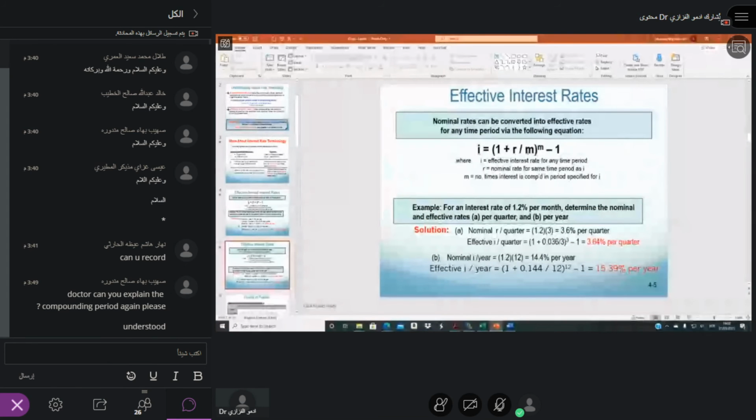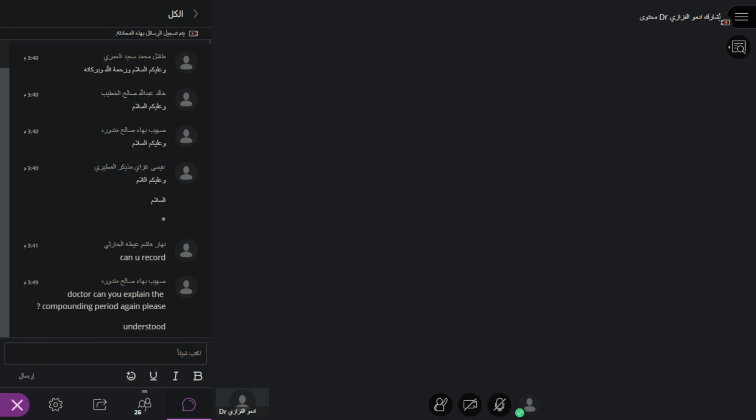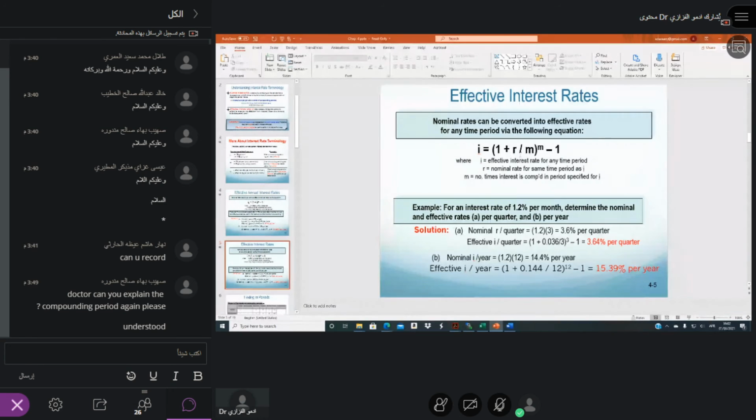Then another scenario is when you are given a nominal interest rate, so you can convert the nominal interest rate into effective interest rate for any period of time using this equation. This is a more complete equation that you can use to convert the nominal interest rate into an effective interest rate for every given period of time. I is an effective interest rate for any time period. R is the nominal rate for some time period. And M is the number of times the compounding occurred for a specified period of time.